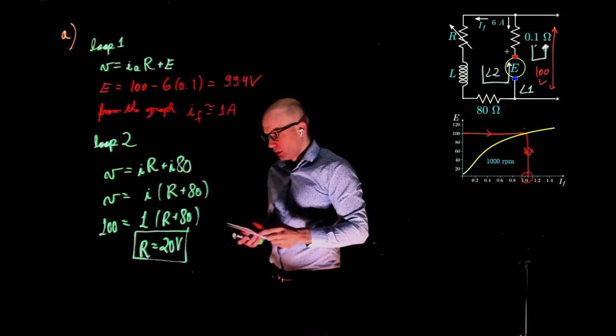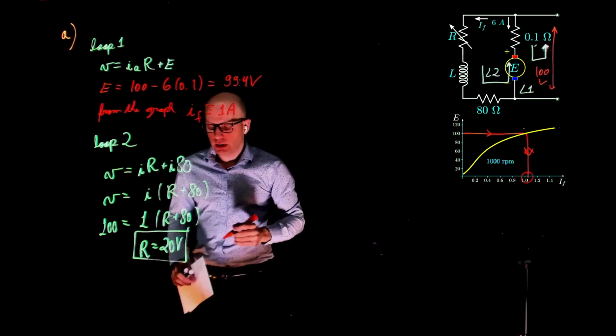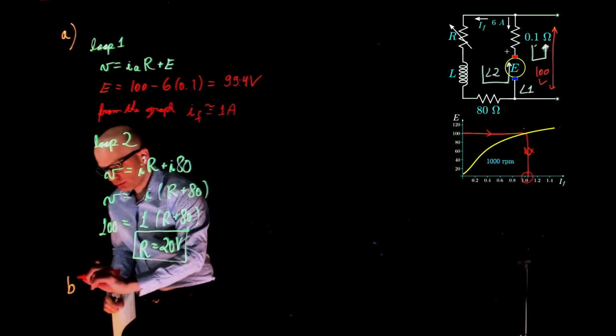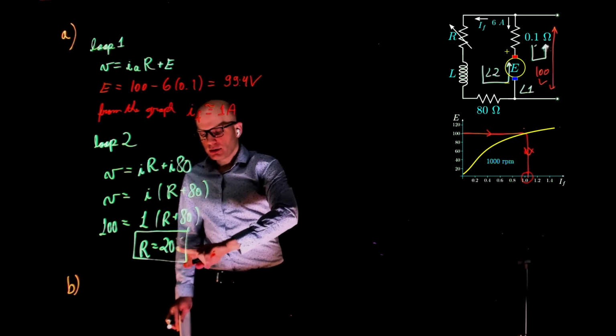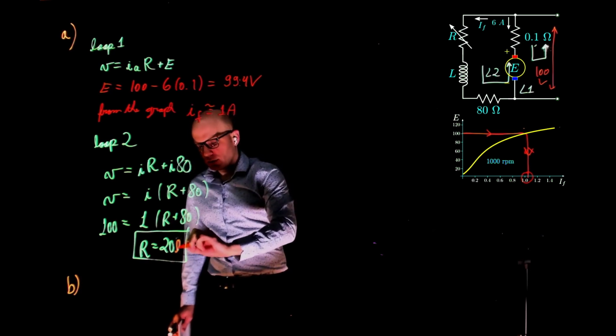Question. Okay, go ahead. Should that be R equals 20 ohms? You have R equals 20 volts. Yeah, that doesn't look right, does it? So that's 20 ohms. Okay, thank you.